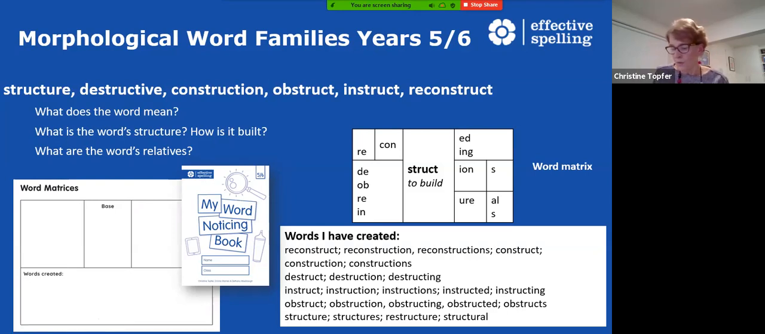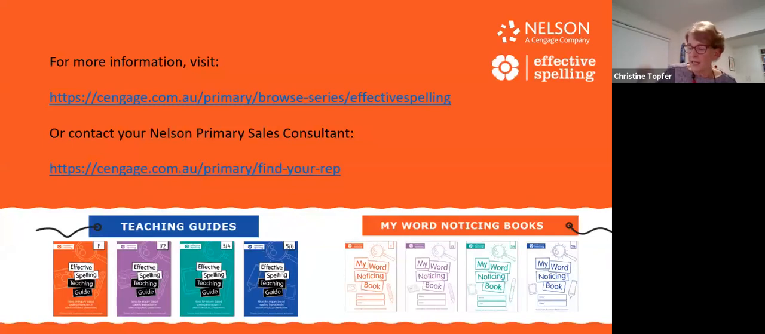So the words which share common origins have meanings in common too, and are likely to share similarities in their spelling, even when the pronunciation is different, and we want all students to understand this. And I think that really that's the basis of the morphological word families.